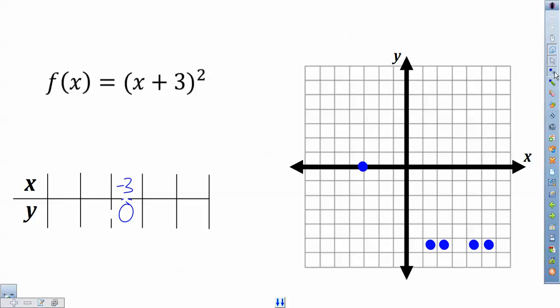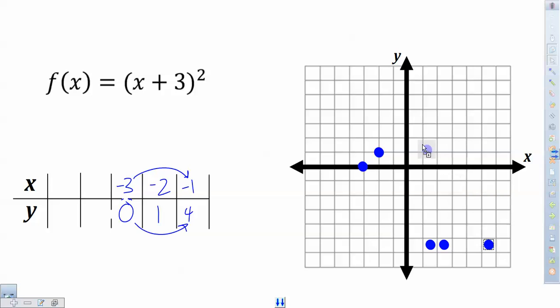Interesting. Notice that if we move just to the right of negative 3 and go to negative 2, negative 2 plus 3 would give us 1, and then 1 squared would be 1. Notice if we move to negative 1, inside the parentheses we end up with a positive 2, and positive 2 squared would be 4. Notice here, 1 to the right, up 1. 2 to the right from that negative 3, we went up 4. So that shape is still in play here.